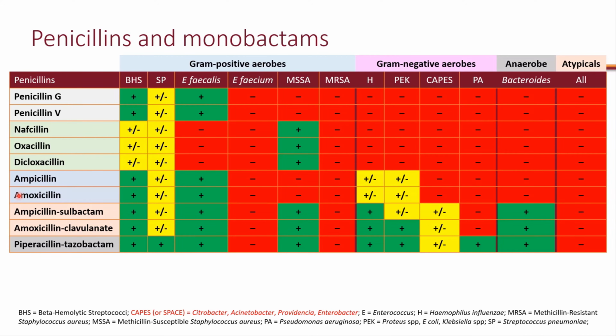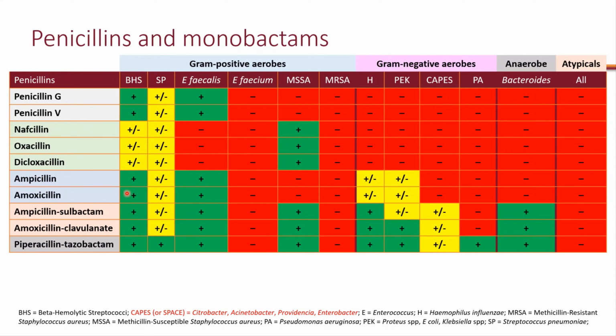So this is ampicillin and amoxicillin, which have identical spectrum of coverage. Ampicillin and amoxicillin do have improved gram-negative activity compared to the previous subclasses of penicillin. So they get some activity against H. flu and including E. coli, Klebsiella, and Proteus. But it comes at a cost because they lost activity against MSSA because they are no longer stable against penicillinases that Staph aureus makes.